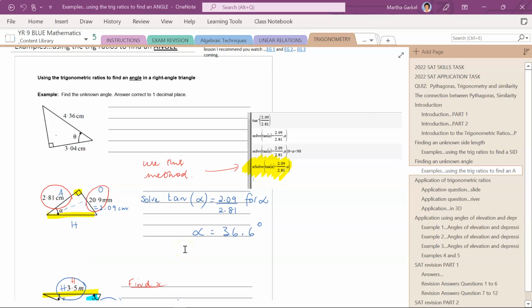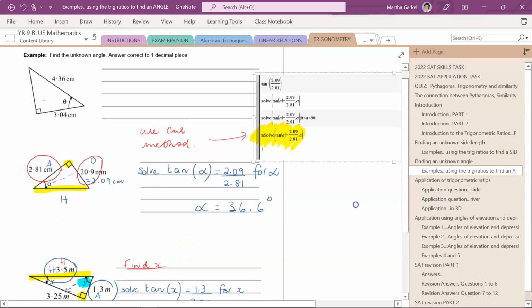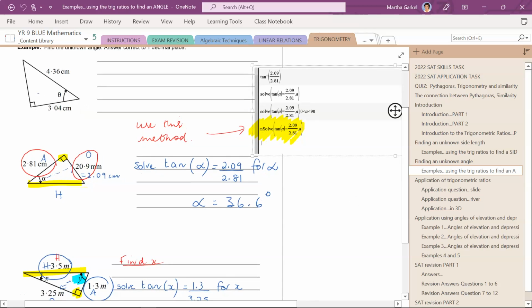First of all, I want to start off by reminding you that if we want to find an angle in a right angle triangle, we have to go through the steps of labeling the sides and working out which trig ratio we're going to use. So I know from this diagram tan of alpha is opposite over adjacent, which is 2.09 centimetres over 2.81 centimetres. Then we need to remember that there are quite a few ways of using your calculator to find the angle.